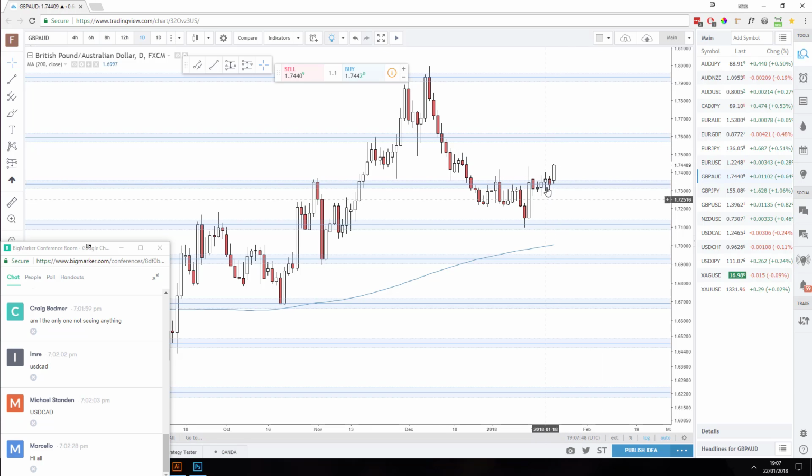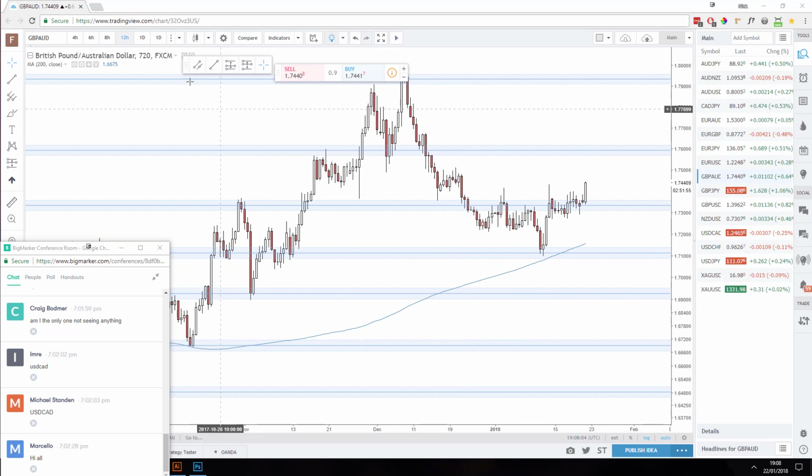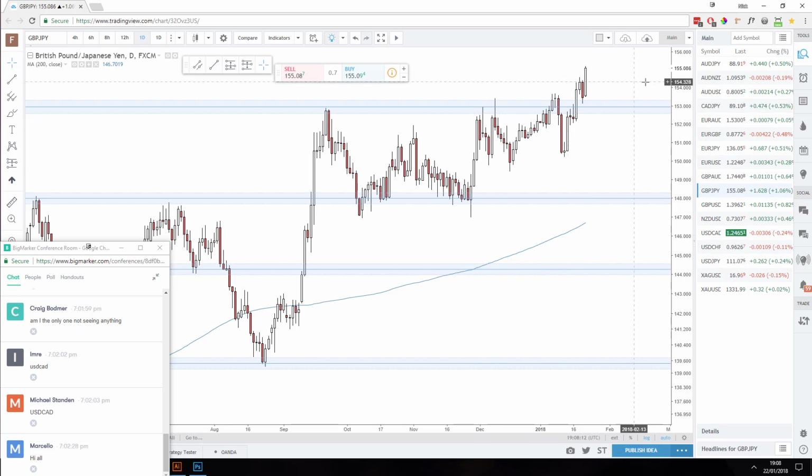GBPAUD has just broken above resistance and it's pushing up right now. What I'll be looking for on this pair is for it to move a little bit further up, hopefully come back down to the support area for a nice long continuation. That'd be a nice setup actually. But right now, I'm not gonna trade anything here. It's just broken above resistance, so it's a little too early.